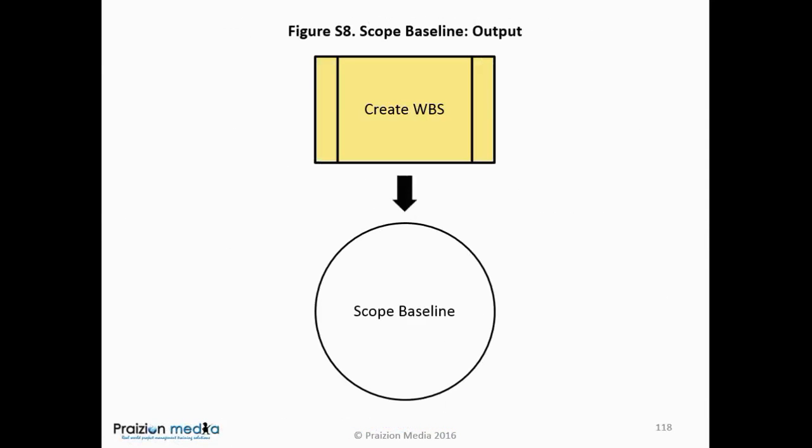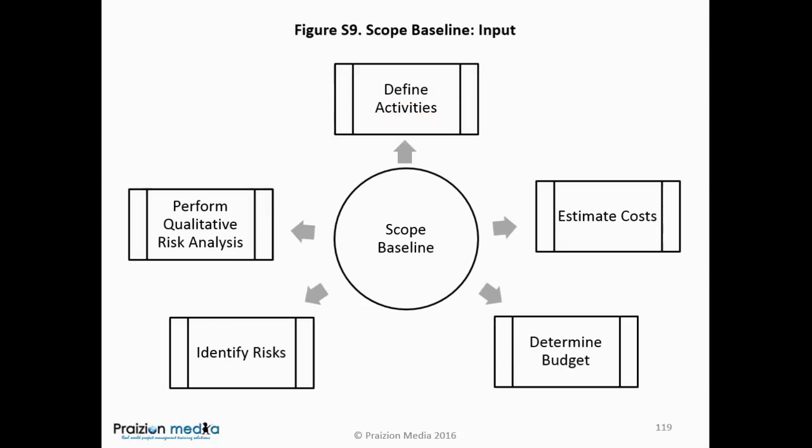The next output is the scope baseline. The scope baseline is a direct output of Create WBS. The scope baseline contains the WBS dictionary, and the project scope statement. Just remember that. That is the three that make up the scope baseline.